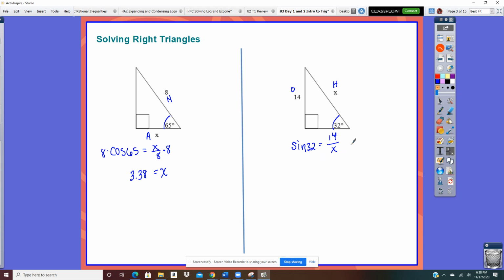Okay, so here you can do it a couple ways. I'm going to go ahead and multiply by x, multiply by x. So I get x sine of 32 equals 14, and then I'm going to divide by sine of 32, divide by sine of 32. So I'm going to put that in the calculator, and I get x equals 14 divided by sine of 32. And I get 26.42.